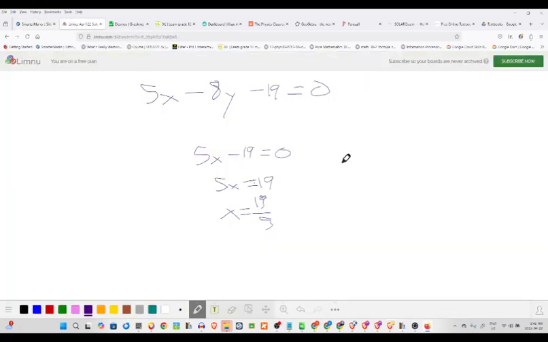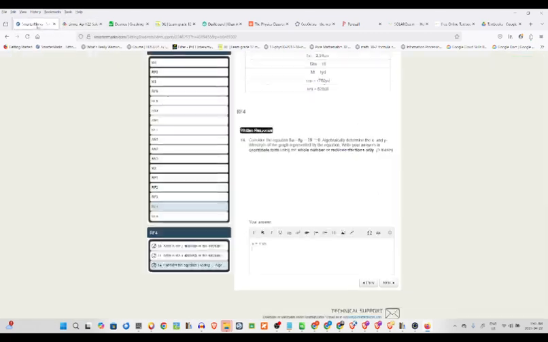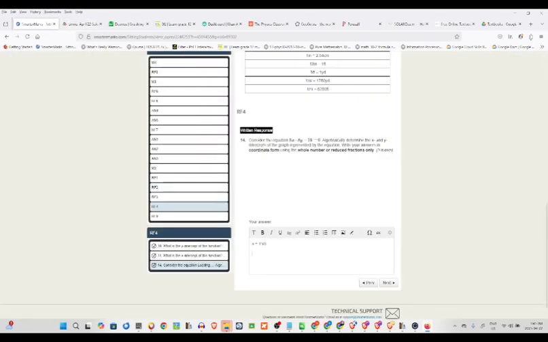And our y-intercept is when we let x equal 0. So that's -8y equals a positive 19. So y is -19 over 8. That's our y-intercept. Okay, so this wraps up relations and functions 4.